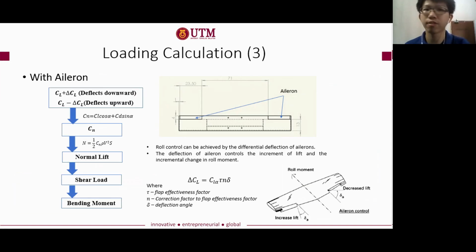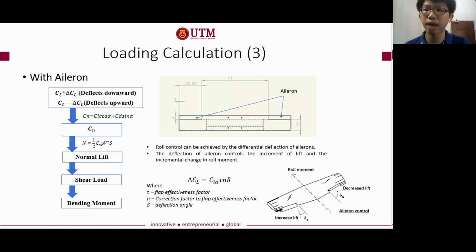But what if there is aileron? So for the part with aileron, the wing loading analysis will be slightly different. Why? Because of the change in lift coefficient, which is delta CL. Roll control can be achieved by the differential deflections of aileron. The deflection of aileron controls the increment of lift and the incremental change in roll moment. Downward aileron deflection will increase the lift coefficient value, while upward aileron deflection will decrease the lift coefficient value, as shown in the flow chart.